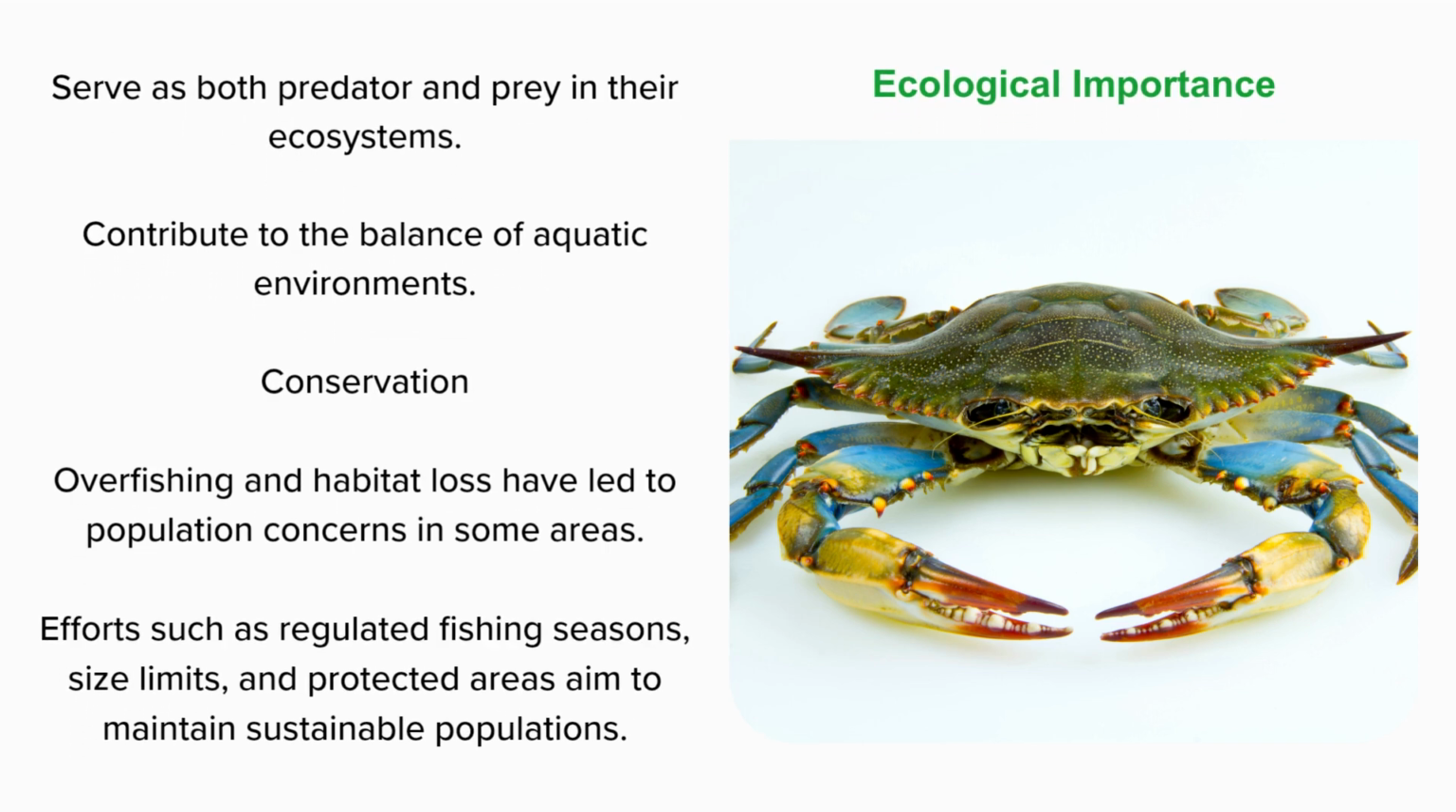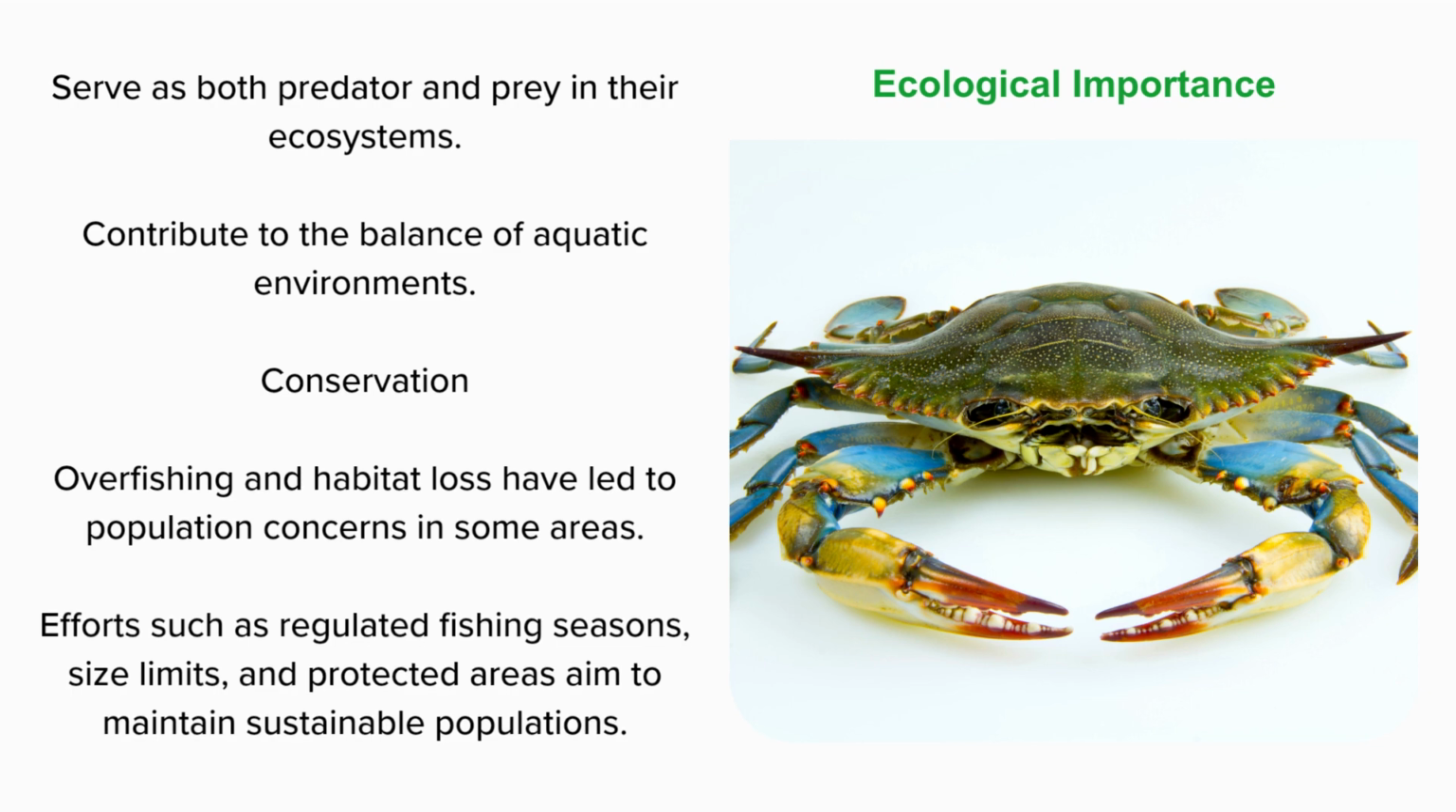Ecological importance. Serve as both predator and prey in their ecosystems. Contribute to the balance of aquatic environments. Conservation. Overfishing and habitat loss have led to population concerns in some areas. Efforts such as regulated fishing seasons, size limits, and protected areas aim to maintain sustainable populations.